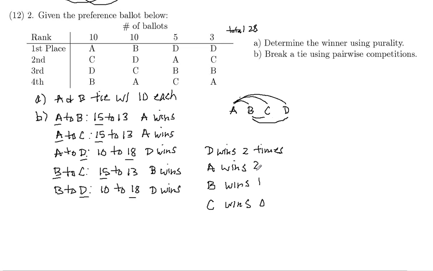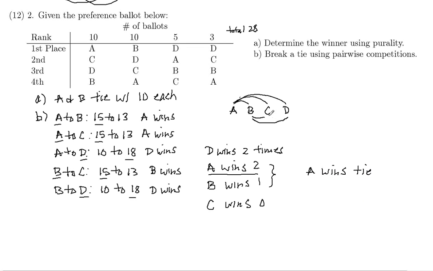And A wins 2, and B wins 1, and C wins 0. But we're just looking at these guys right here between A and B because we want to break a tie between them. So we're only concerned with how many competitions A wins and how many of them B wins. Well, A wins 2 right here. Okay, so A wins the tie. Okay, so that's how you break a tie.